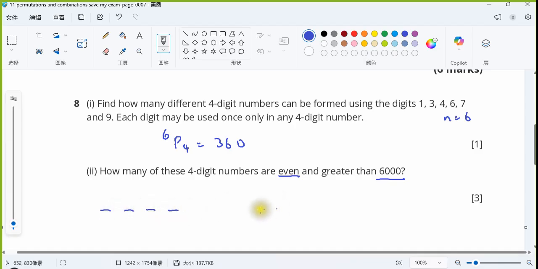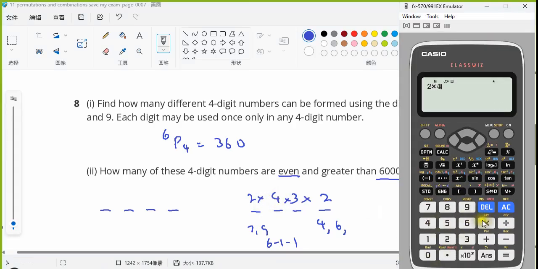How many of these 4-digit numbers are even and greater than 6,000? 1, 2, 3, 4. Even, then it ends with 4 or 6. Okay, so 2. And then greater than 6,000, so start with 7 and 9 here. Then we have 2 here. 6 minus 1, then 4, 3. Okay, so we have 2 times 4 times 3 times 2, which is 48.